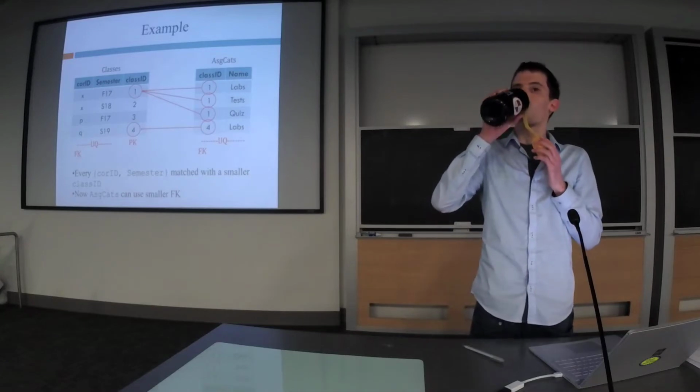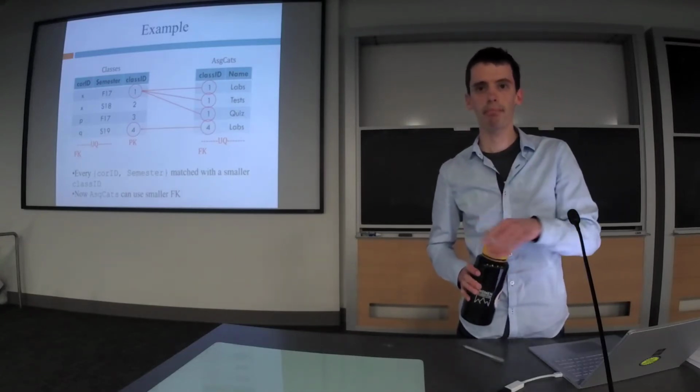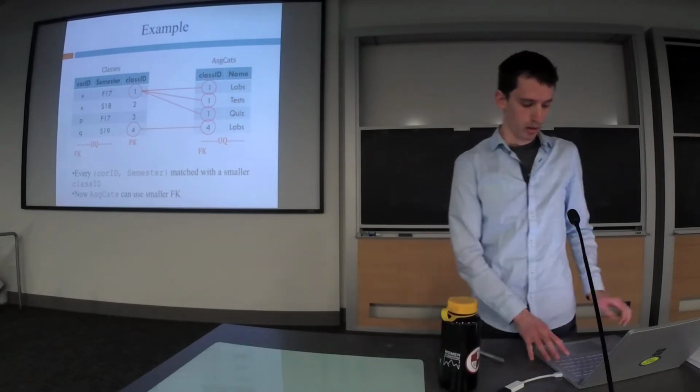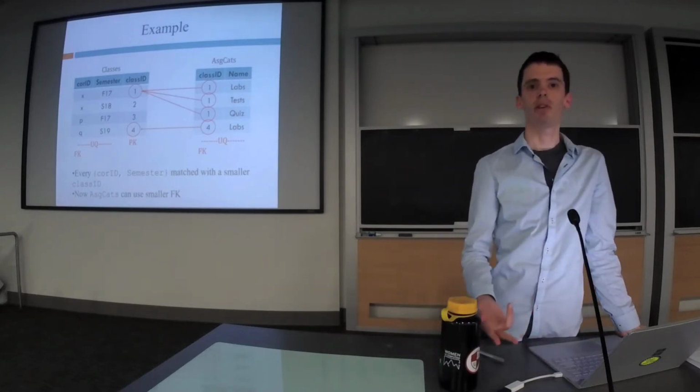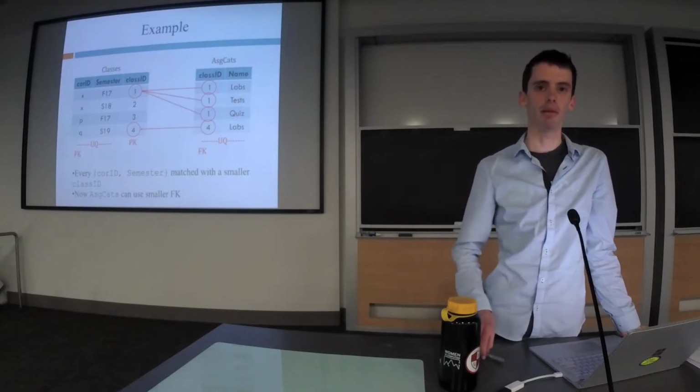Does it not become a normal entity? Why is this a weak entity? There's no such thing as weak entity versus strong entity when you're talking about tables. That only applies to ER diagrams.